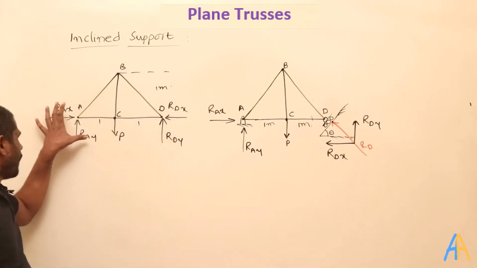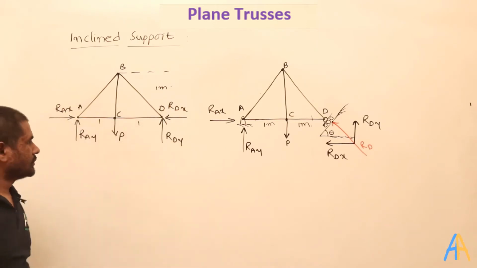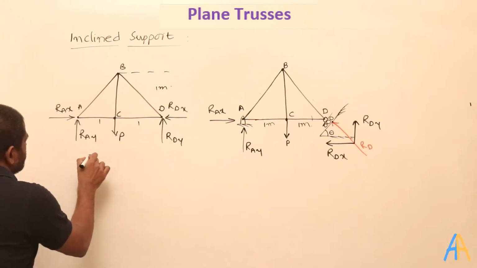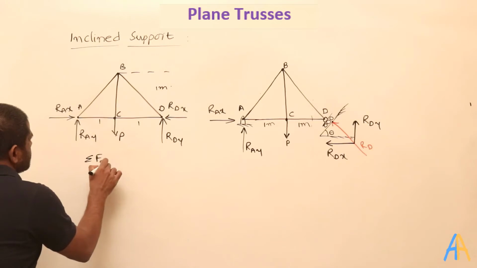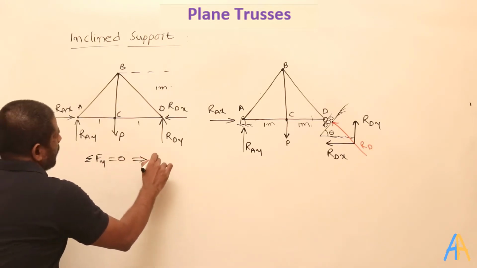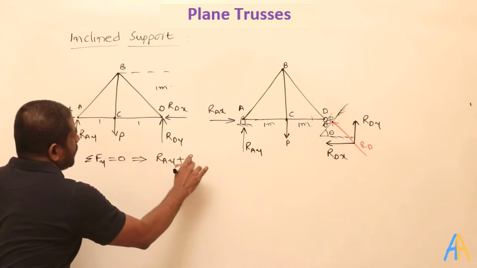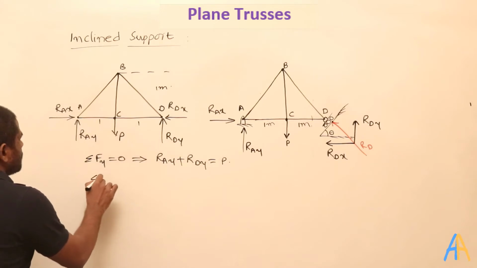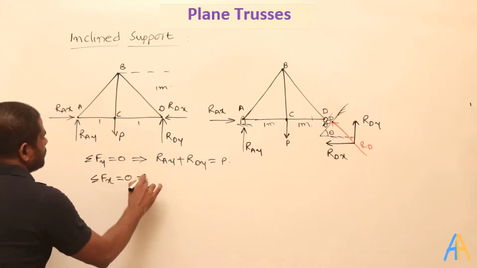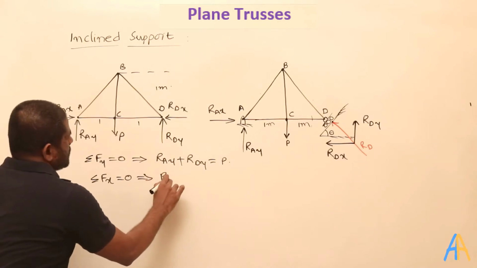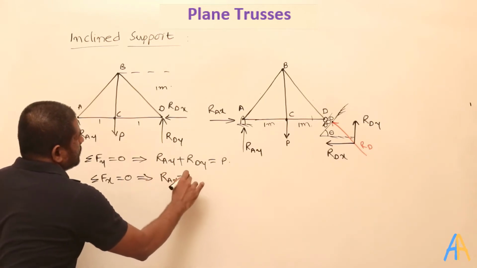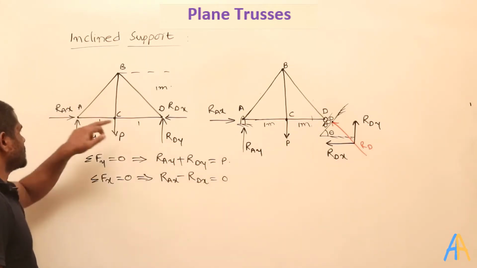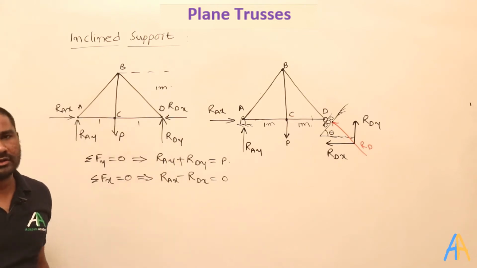Now I want to find out all these four unknown reaction components. How will you find them? First, I will apply sigma Fy equal to 0. From this I can write RAY plus RDY equal to P. And sigma Fx equal to 0. From this I can write RAX minus RDX equal to 0. That means the horizontal component at A is equal to the horizontal component at D here.